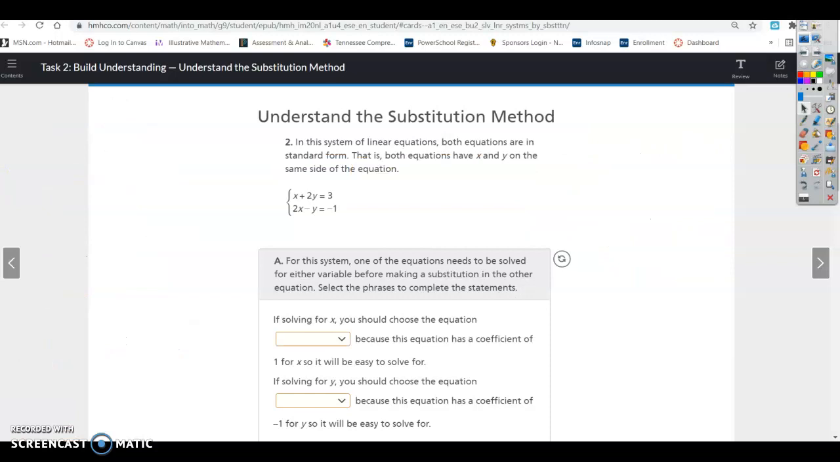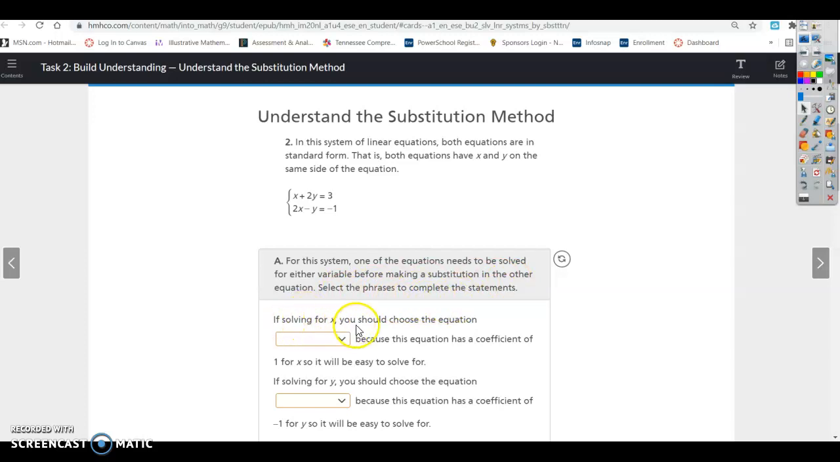All right, continuing with 9.2, this is task 2. In this system of linear equations, both equations are in standard form. That is, both equations have x and y on the same side of the equation. So you can see here x plus 2y equals 3 and 2x minus y equals -1. So these are both in standard form. For this system, one of the equations needs to be solved for either variable before making a substitution in the other equation. Select the phrase to complete the statements.